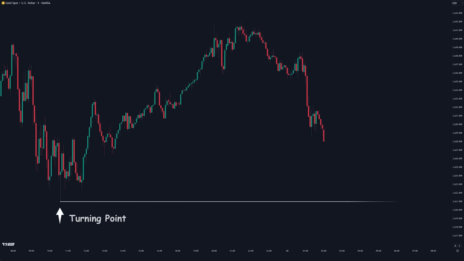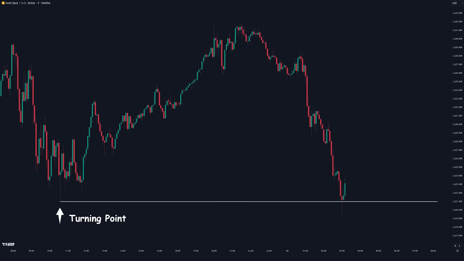To effectively use this concept in trading, start by identifying key turning points. These are areas where the price has reversed sharply in the past and are likely to hold clusters of stop-loss orders or pending orders. Next, wait for a liquidity grab below the turning point. This often appears as a spike beyond the turning point, where stop-loss orders are triggered, followed by a sharp reversal.